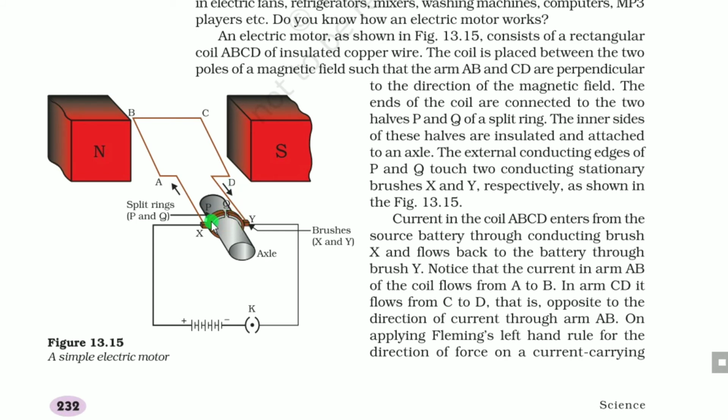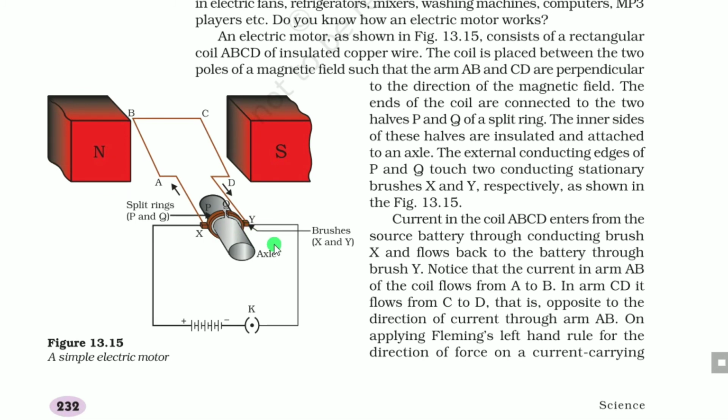So when this position comes, suppose this opening portion of the split ring comes to the Y position, then it will not be fixed, it will not be in a rest condition. Due to the inertia of motion, it will move. Though current is not flowing, it will move because of the inertia of motion. And when it moves and touches X and Y, then again current will flow, and when current flows, the force will again be applied on the conductor. In this way it keeps rotating.